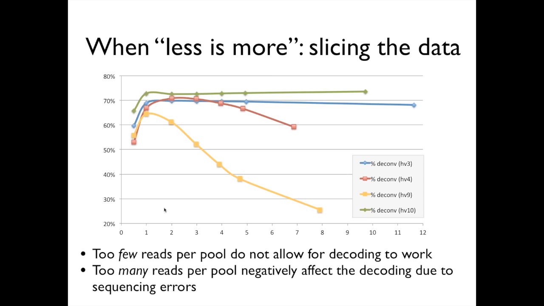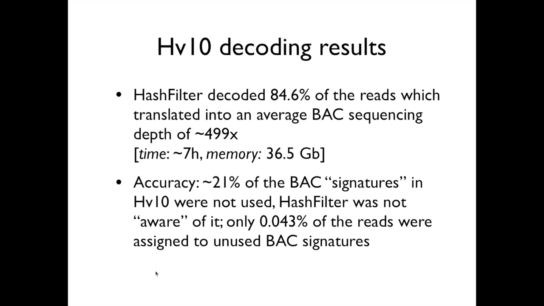So the bottom line is that if you have too few reads, of course, you cannot deconvolute because you don't have enough information. But if you have too many reads per pool, then because you have sequencing errors, it will affect the decoding or the deconvolution negatively, and you don't want that either. This result is still not published. We are writing up a manuscript probably very soon.